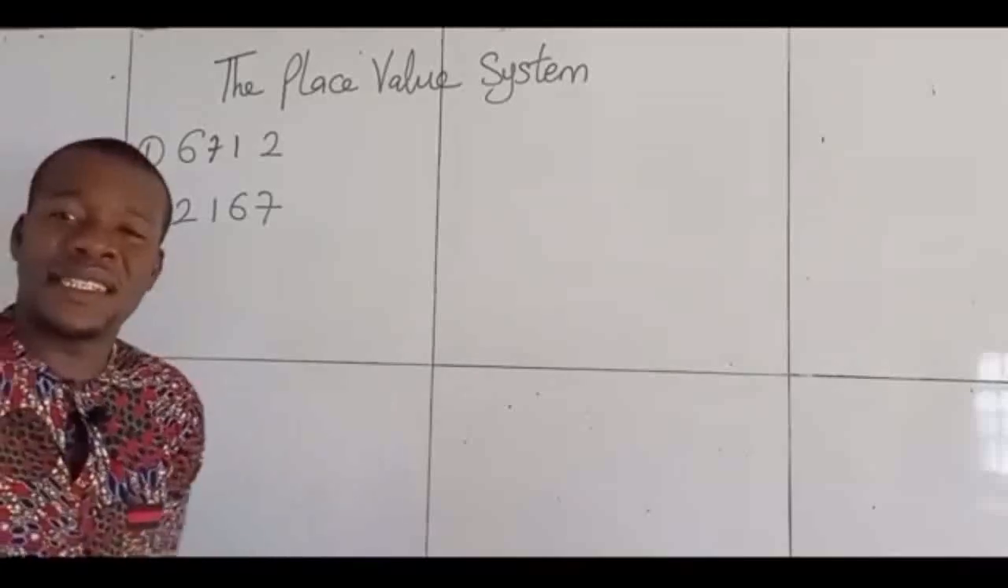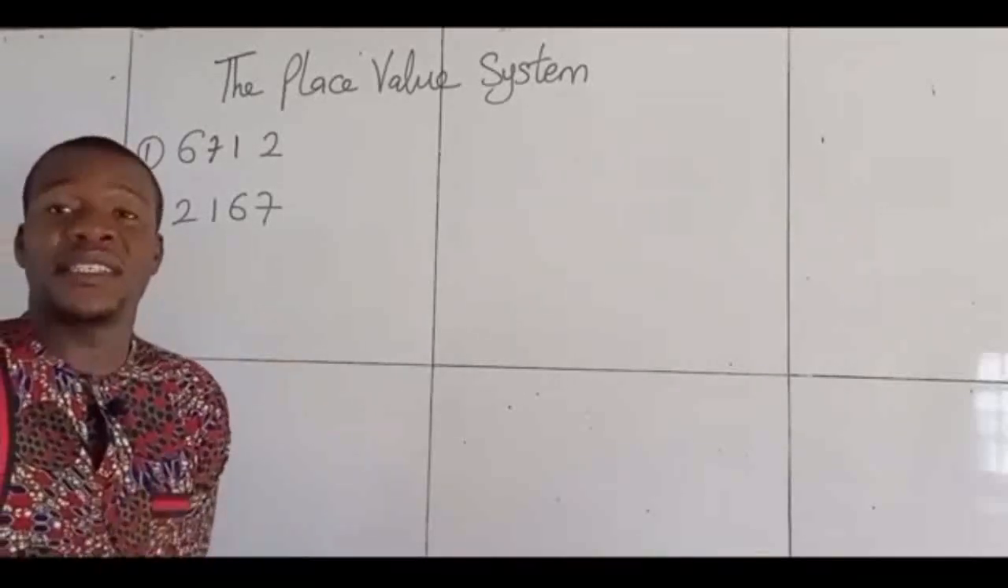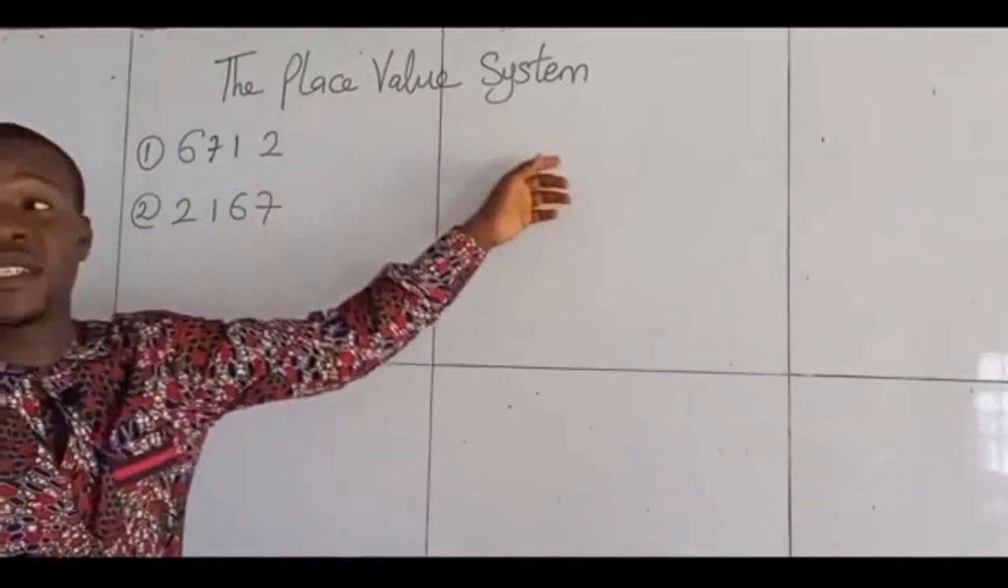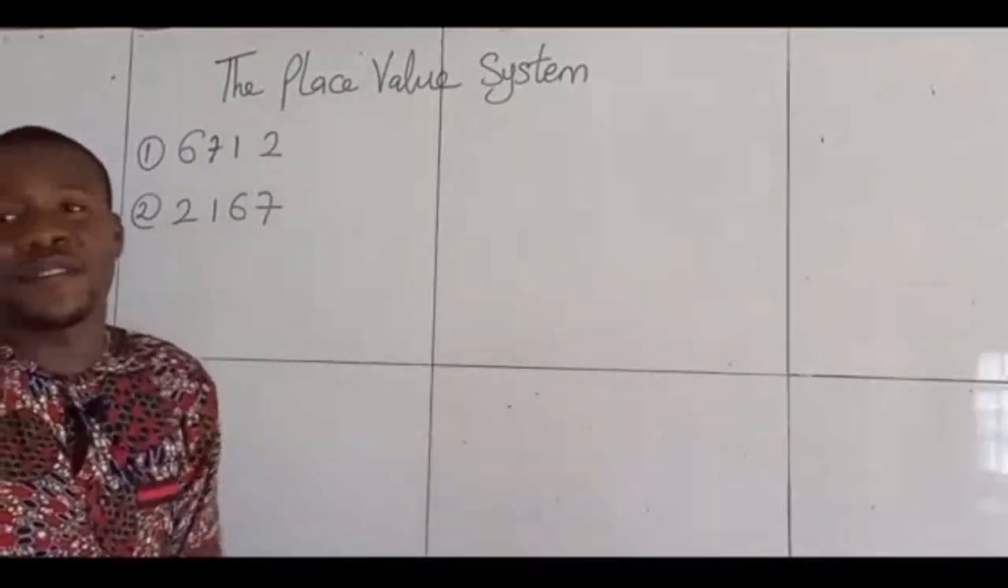What determines the value of these digits is where the digits are found, and that is what is called the place value system. The place of a digit determines the value of the digit.